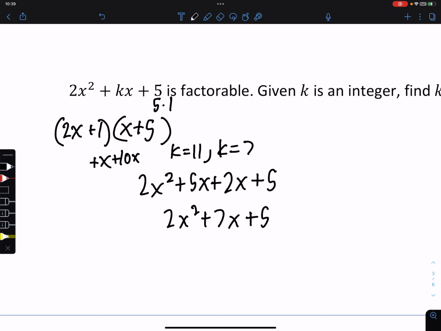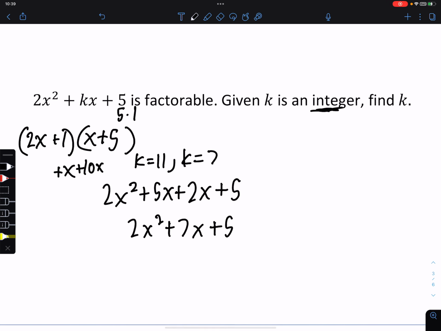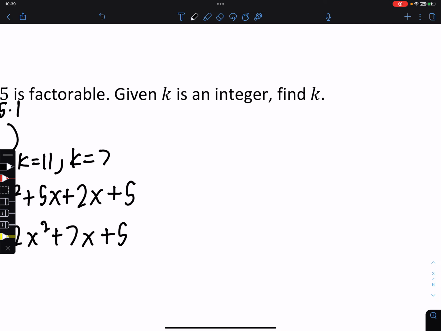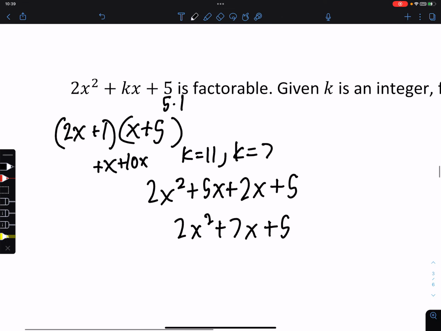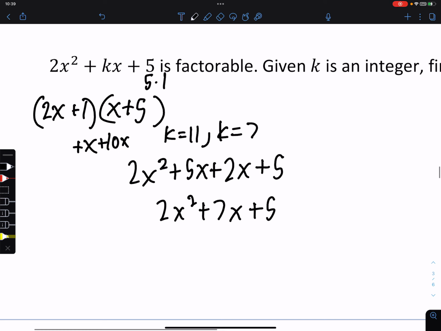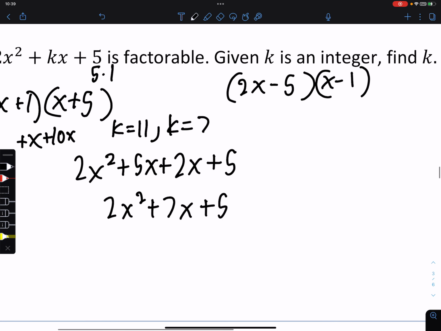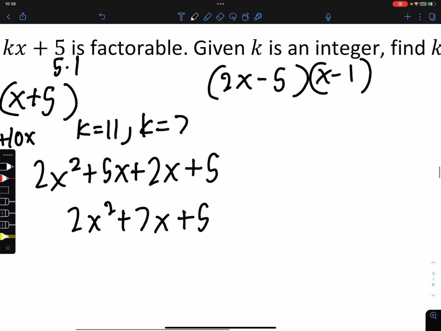But is that all? It says that k is an integer. What is an integer? Well, an integer is kind of like a whole number, but it can also be negative, right? And so what happens here is we have to consider all cases. If we put down our two parentheses again, right? But then we put down minus 5 and minus 1, right? We would get a whole other equation. And if you work it out, we would get k equals negative 7. Similarly, we could get k equals negative 11.